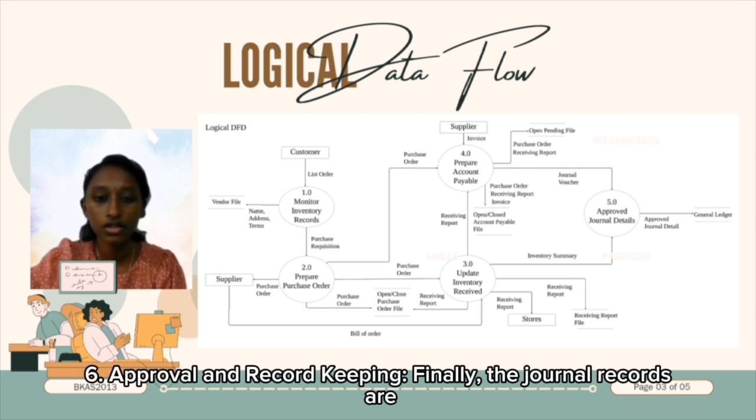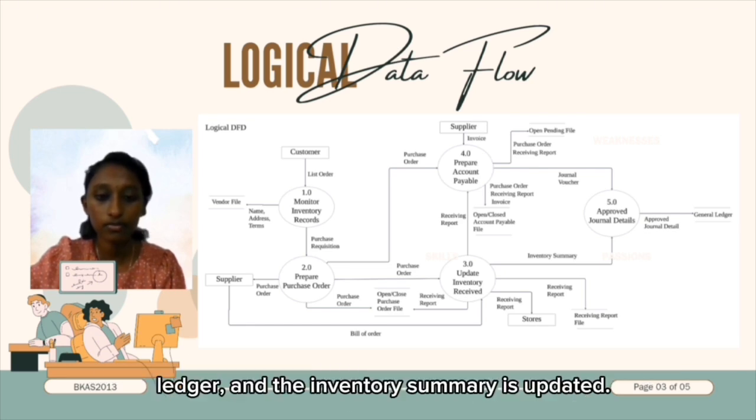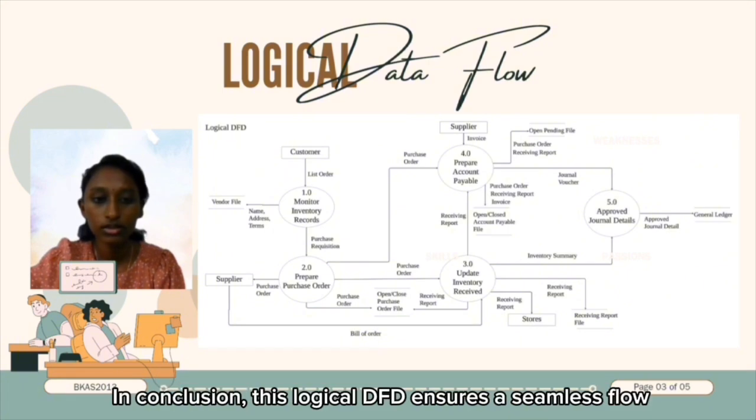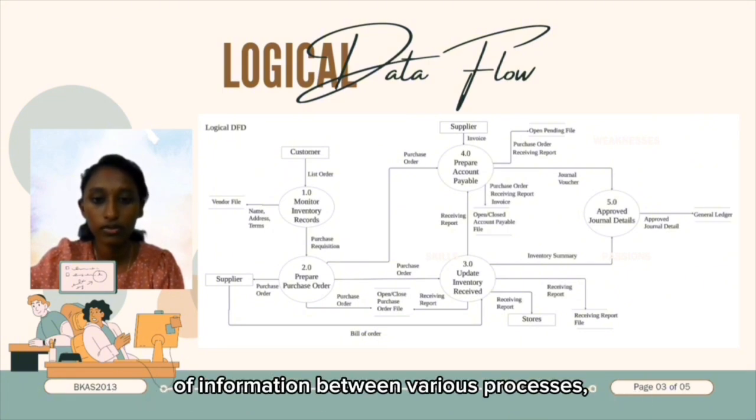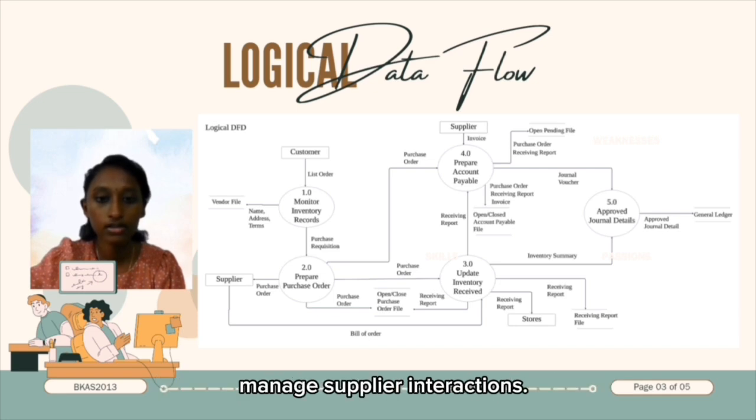Sixth is approval and record keeping. Finally, the journal records are reviewed and approved. Approved entries are posted to the general ledger, and the inventory summary is updated. In conclusion, this logical DFD ensures a seamless flow of information between various processes, helping maintain accurate inventory levels and manage supplier interaction. Thank you.